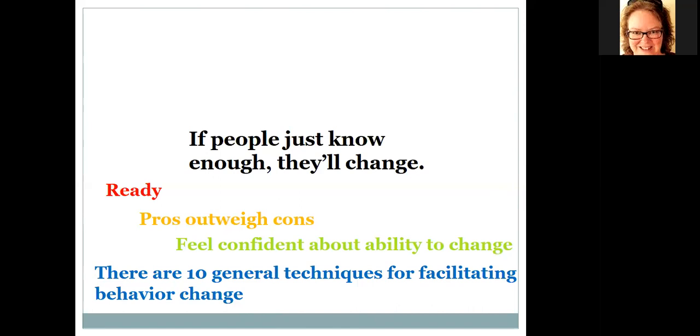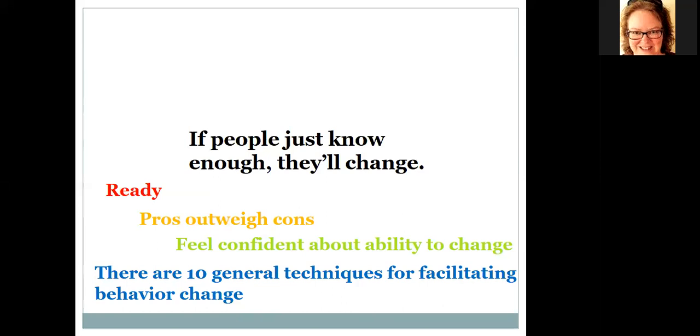So you can just think about this almost in terms of inertia, right? A body in motion stays in motion. A body at rest stays at rest. And moving people from pre-contemplation to contemplation might be the hardest part of your job. But on the other hand, helping people who are already in action, who are already doing the behavior, to persist and to maintain that behavior, that might be the more challenging thing to do. It really depends on what the behavior is and who is doing it.